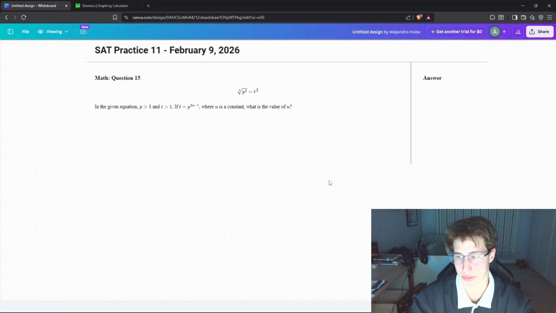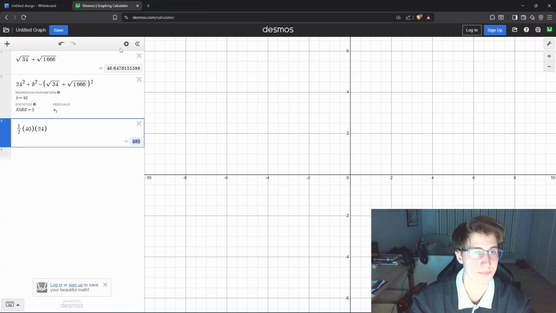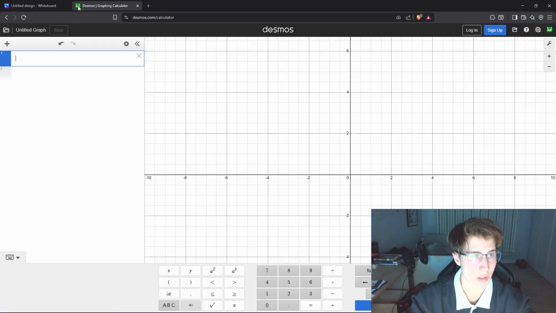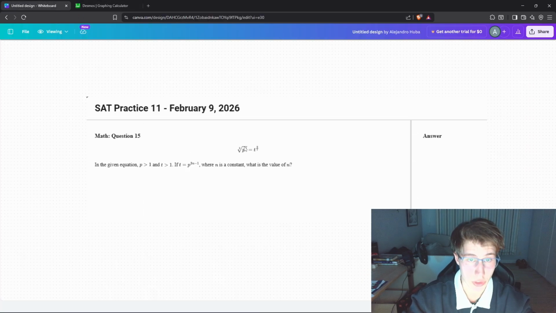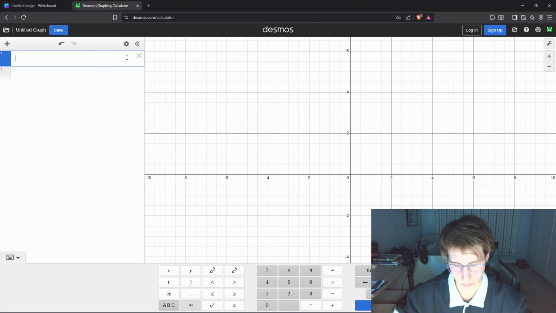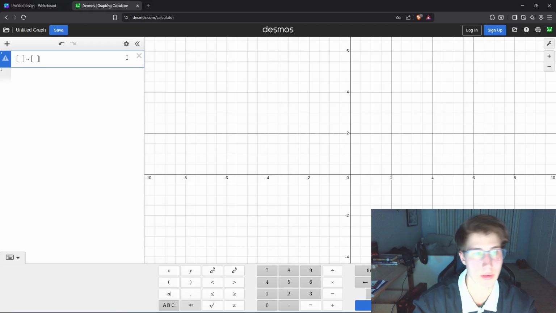And here's the second to last question that we have. This one's a little bit trickier, but also pretty easy. And in this, we use some more parameters to actually solve this question. So we have that the cube root of p squared is equal to t to the 9 over 7. In the given equation, p is greater than 1 and t is greater than 1. If t is equal to p to the 3n minus 1, where n is a constant, what is the value of n? So we're going to set up our regression boxes.